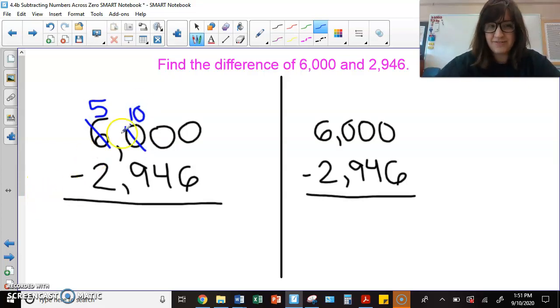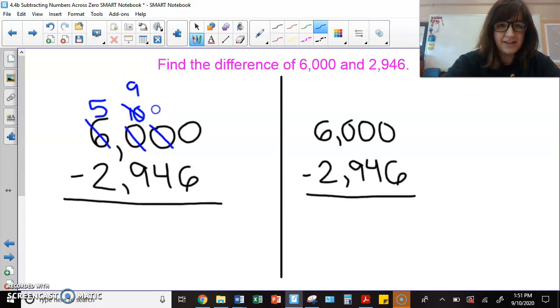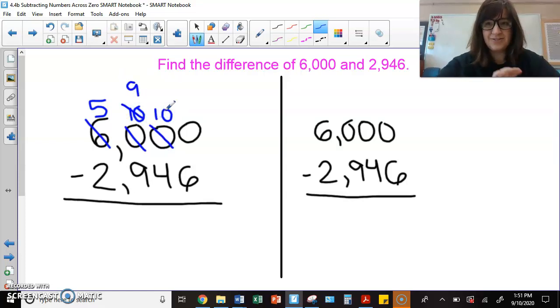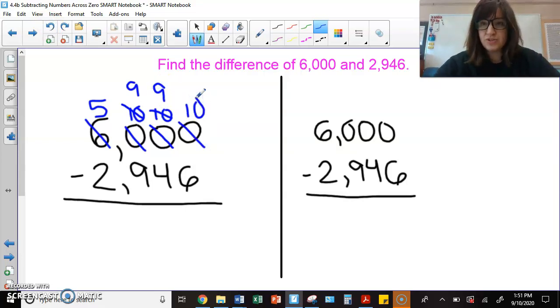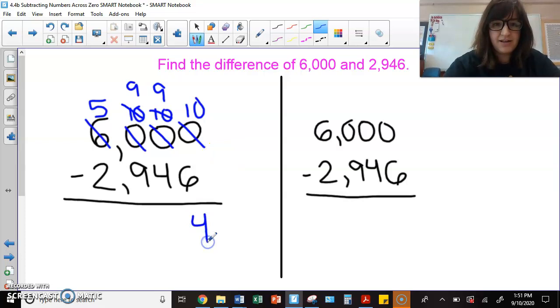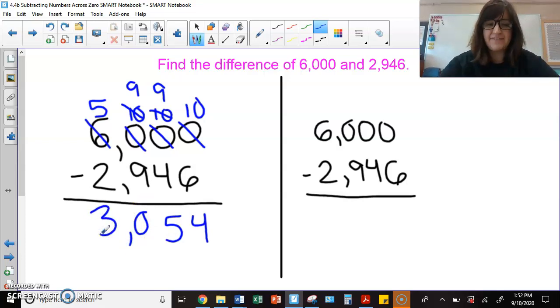Well, that solves it right here, but I still need my digits at the top to be greater. So I'm going to take from here, and I'm going to give to my tens place. Still don't have enough in my ones place, so I'm going to take from my tens place, and I'm going to give to my ones place. Let me fix my 9. There we go. Okay, so you can do it that way, and then you just subtract. So you have 10 minus 6 is 4, 9 minus 4 is 5, 9 minus 9 is 0, and 5 minus 2 is 3. So I have 3,054. That's one way to do it.